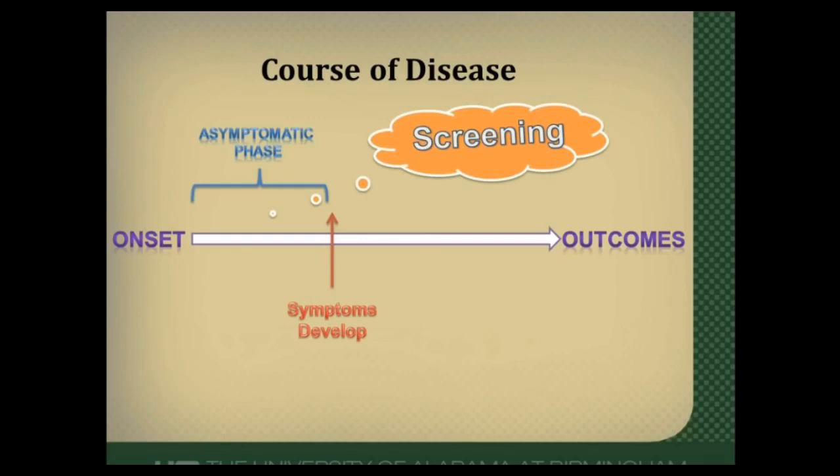Screening is the detection of asymptomatic disease. And the hope is that if you detect it earlier and there's effective therapy, that you can improve the outcome of the disease. Let's talk about lead time bias.